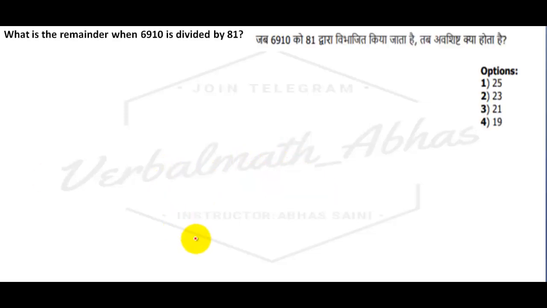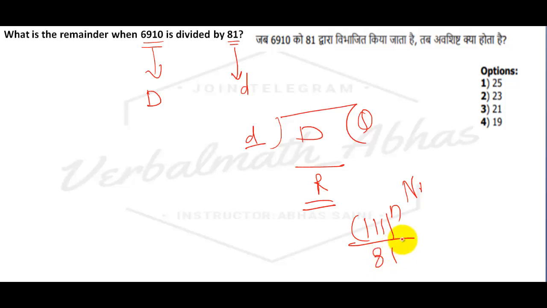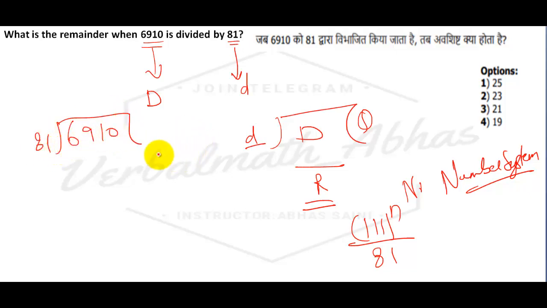First question is, what is the remainder when 6910 is divided by 81? Okay, so in this question you have to just look at two things. First thing is the dividend is given and second thing is the divisor is given. And when we divide a dividend by the divisor, we get a quotient and a remainder is left. Okay, so in this question we don't have to think too much. Like in some cases, if they ask a question like 111 raised to some power divided by 81, in that case you have to know about the number system. In that case, if you don't know the number system very well, maybe you will leave that question in the exam. But in this question they have asked a simple question: when 6910 is divided by 81, what will be the remainder?